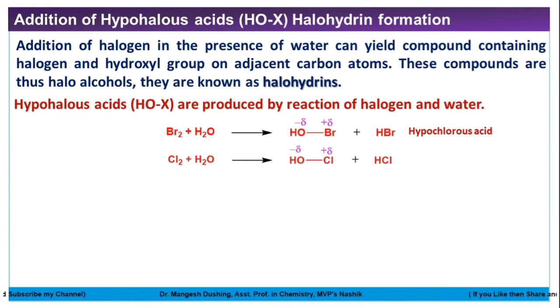Now suppose Cl2 plus H2O. So again you will get HOCl. The HO has a delta minus charge, being electronegative, while Cl has a delta positive charge. This is called hypochlorous acid.